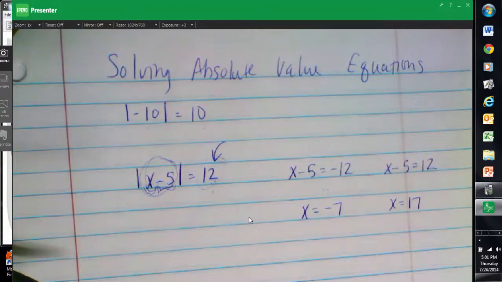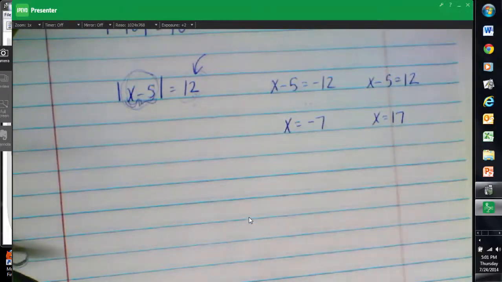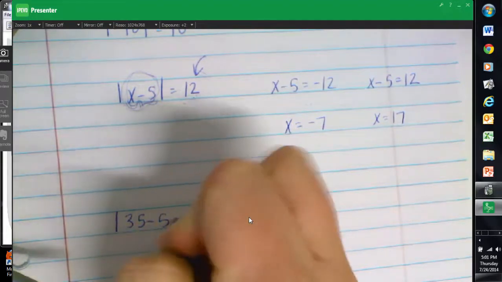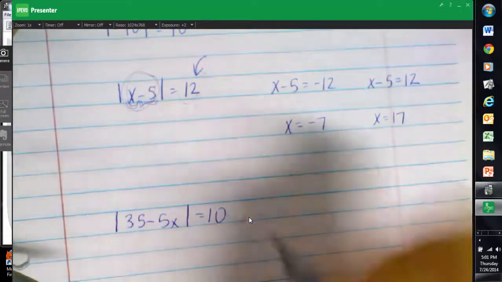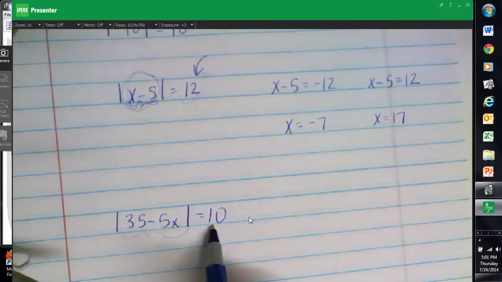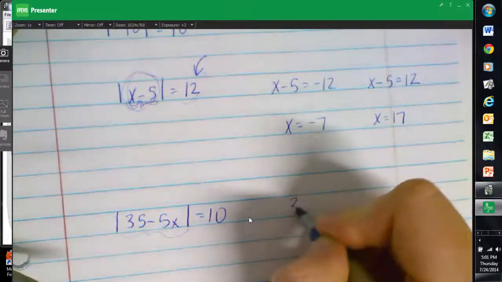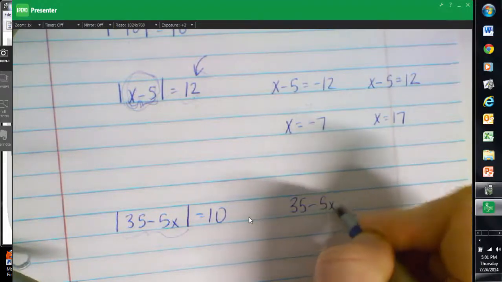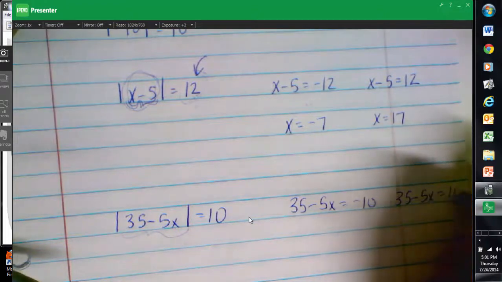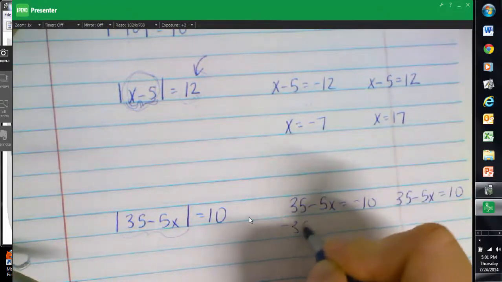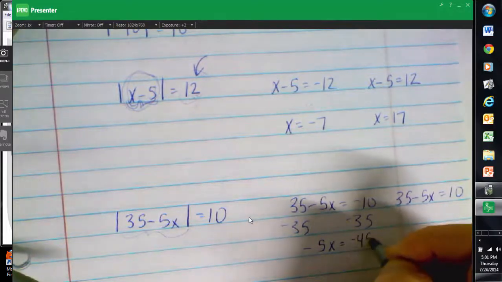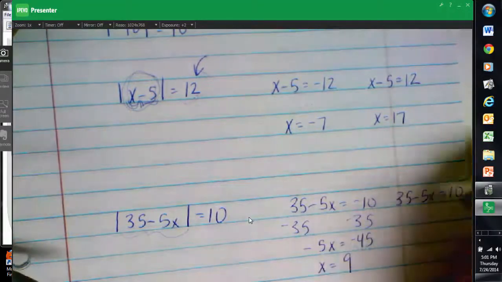Let's solve another absolute value equation. How about the absolute value of 35 minus 5x equals 10? Again, this expression is either going to be at negative 10 or positive 10. So we write two separate equations. And we subtract 35 from both sides. So now you have negative 5x equals negative 45. Divide by negative 5 and x equals 9.